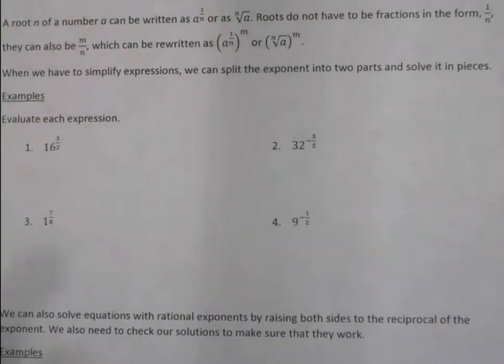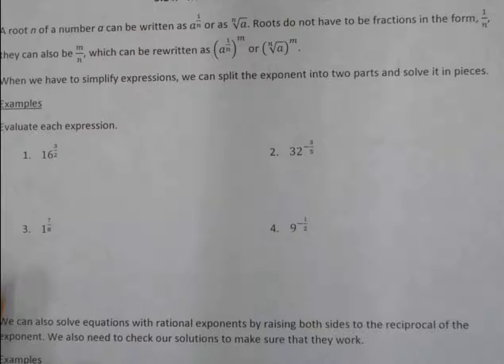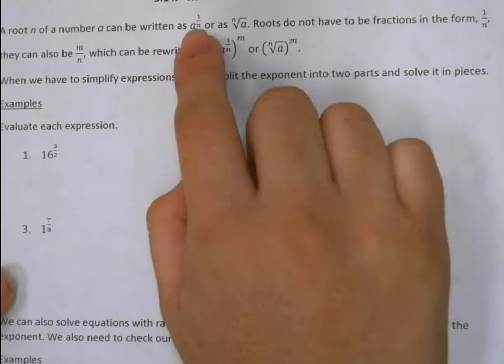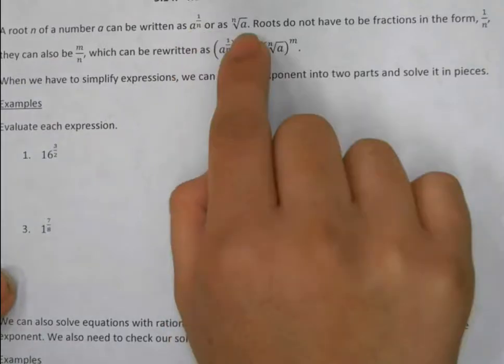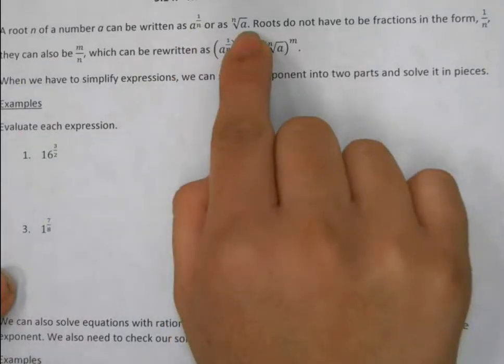So today we're learning about roots and rational functions. When I say something's a root, it's an exponent and it's a fraction. So if I say something's the nth root, it'd be 1 over n. Or I can rewrite it as n and then the square root symbol of the number. So it'll make more sense if I look down below.